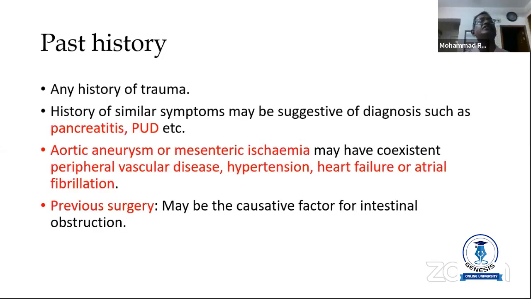They will take the past history. So for a patient, any history of trauma, think about history of trauma, history of similar symptoms may suggest a diagnosis such as pancreatitis. Pancreatitis may be chronic pancreatitis, or peptic ulcer disease, with a history of waxing and waning, coming and going, and relation with food. Think of peptic ulcer disease if the patient has such a history.